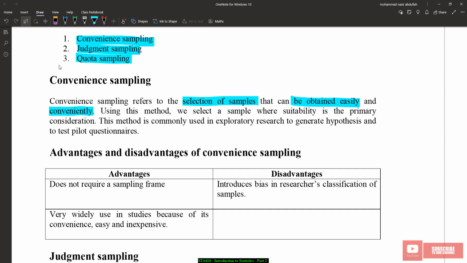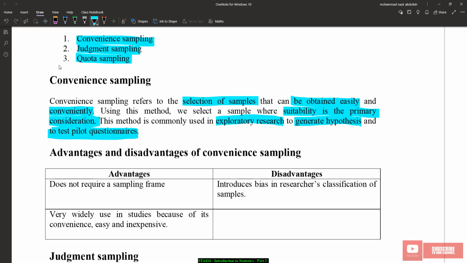So in this method, we select a sample where suitability is the primary consideration, right? Kalau you masuk dalam bus, let's say you distribute the questionnaire for the passengers in the bus, itu dipanggil convenient sampling techniques, at your convenience. So this method is commonly used in exploratory research to generate the hypothesis and to test the pilot questionnaire, right?